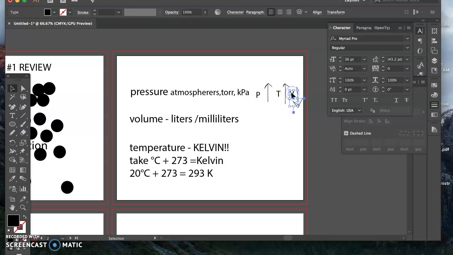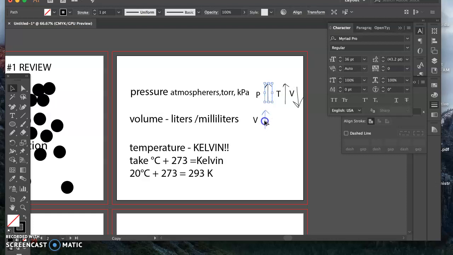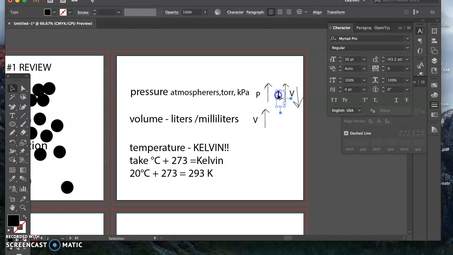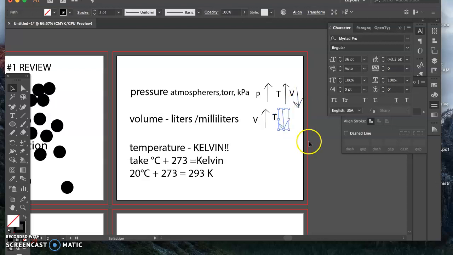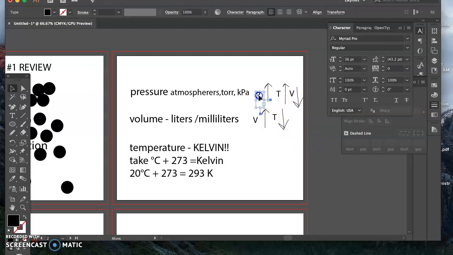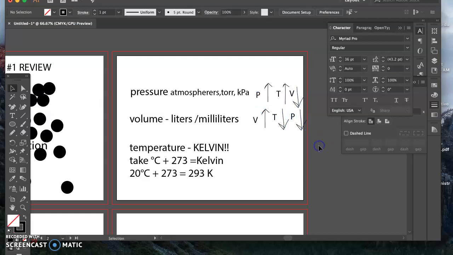Okay, let's take volume. If volume goes up, what's the temperature do? Goes down. And pressure goes down. Finally, let's take temperature.